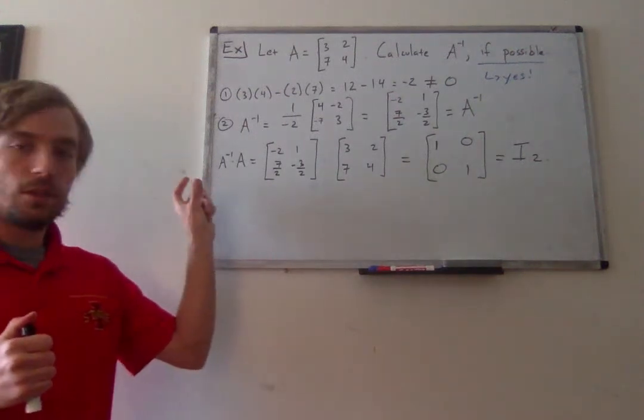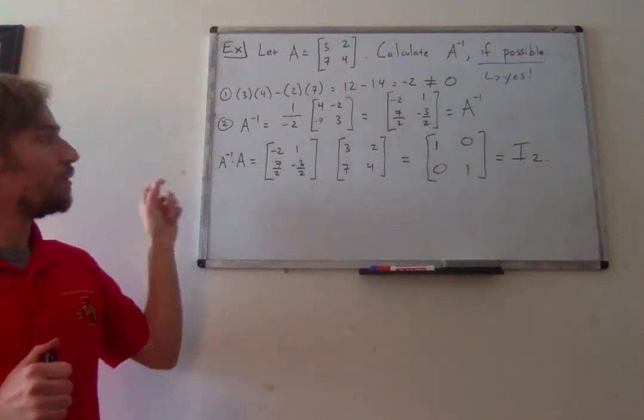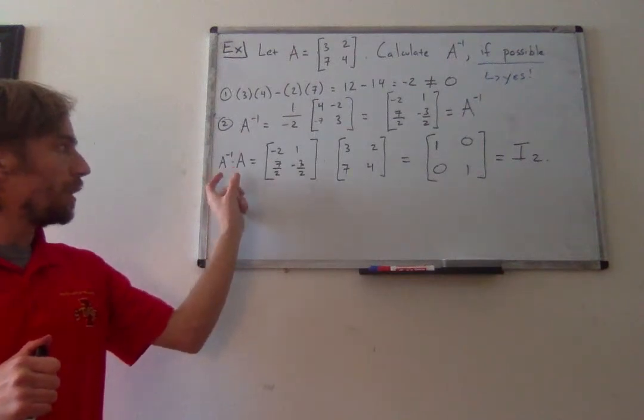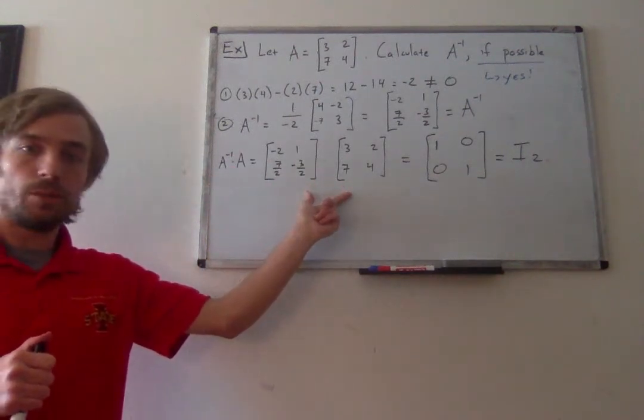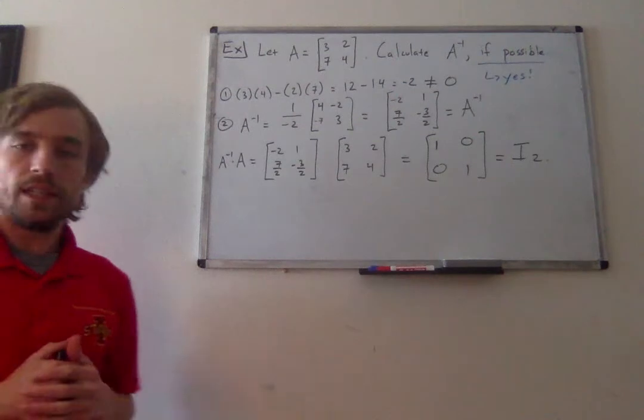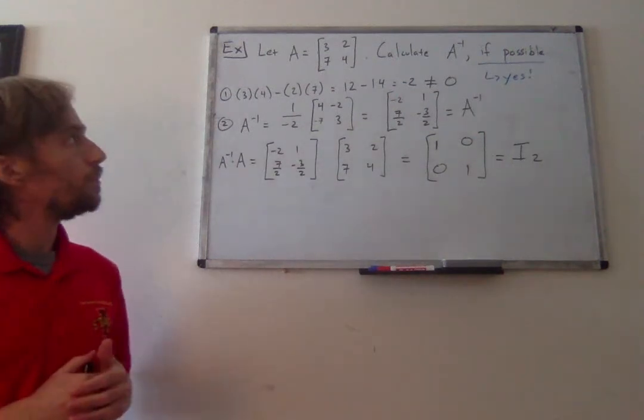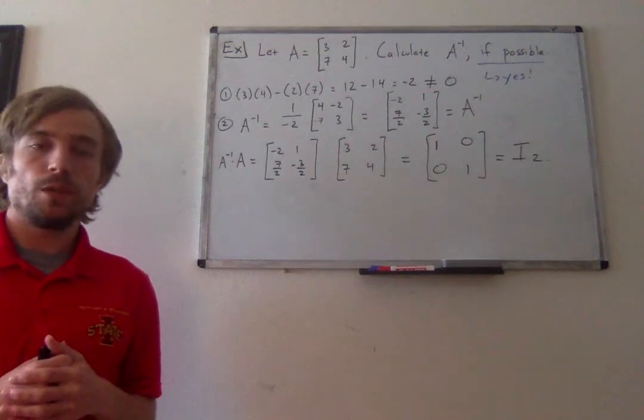And so I'll leave it as a fun exercise for you viewers at home, that you should be able to swap the order of this multiplication and still get the 2 by 2 identity matrix. So yeah, that's how you do it for 2 by 2 matrices.